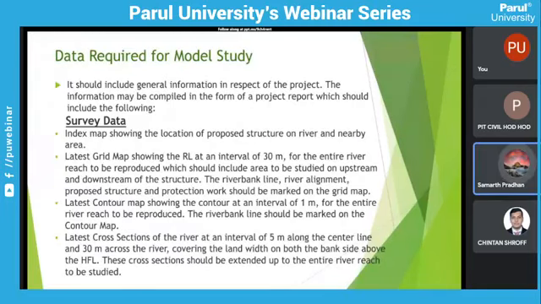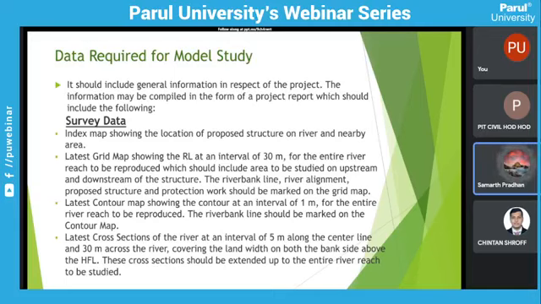So what type of data is required? You are a civil engineer, and in first year in surveying you have also studied topographical data, then hydraulic data, then structural data. These are the main types of data which are required to reproduce the model. So the first data is survey data. In which form do we need it? In survey data, first we need an index map showing the location of the proposed structure on the river and the nearby area.